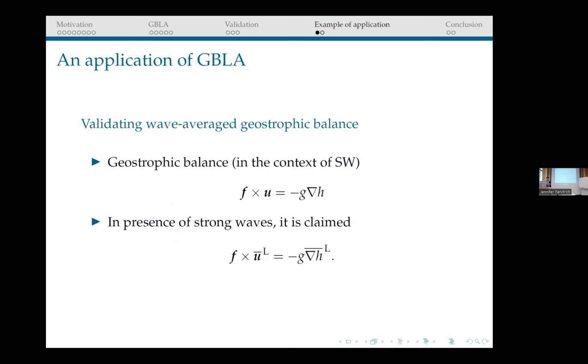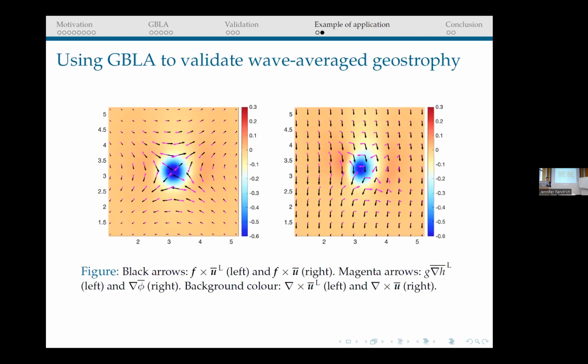In the remaining time, I want to just talk about one application of my algorithm and maybe finish the talk. As I mentioned, there are a lot of theoretical studies claiming that in the presence of strong waves, geostrophic balance holds better for Lagrangian mean quantities instead of Eulerian mean quantities. I tried to investigate that using this algorithm.